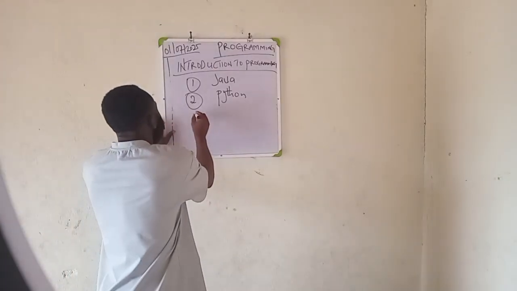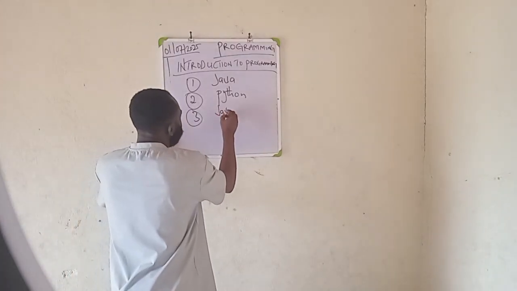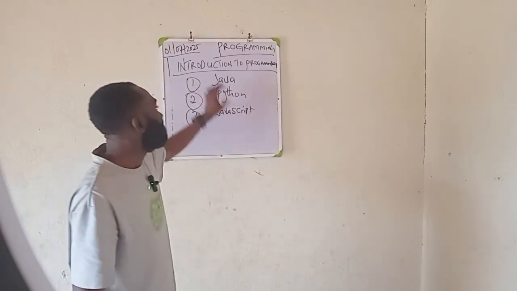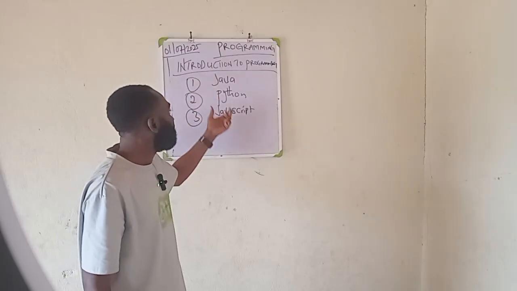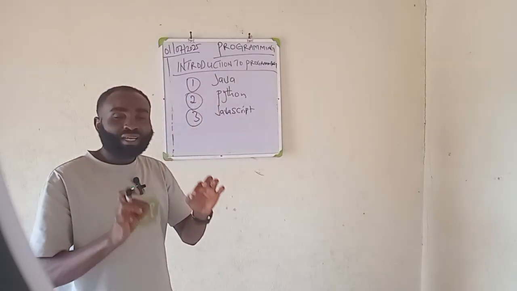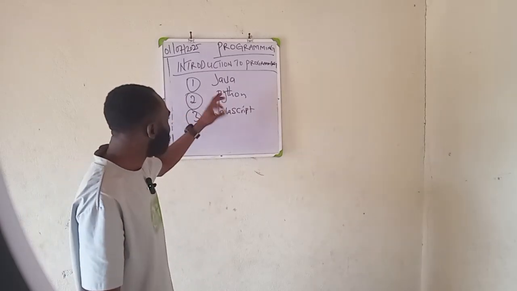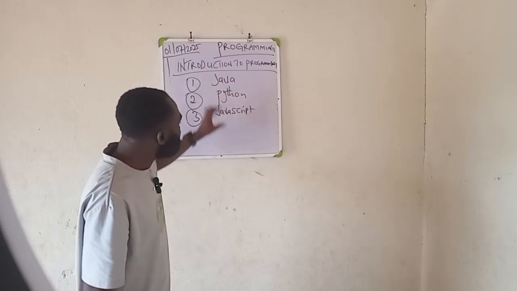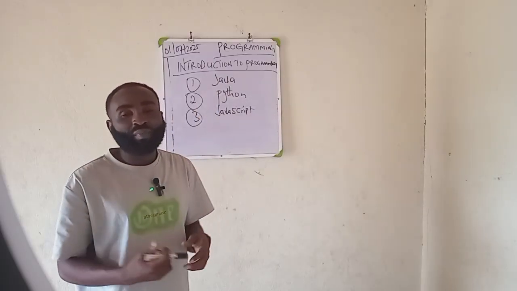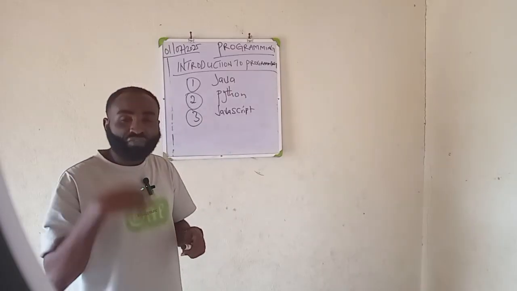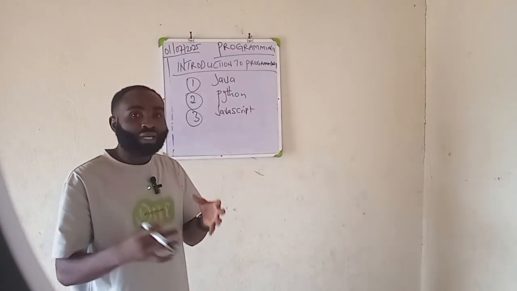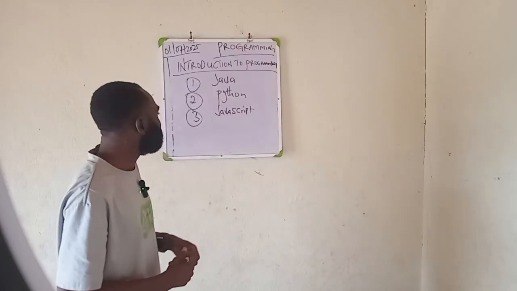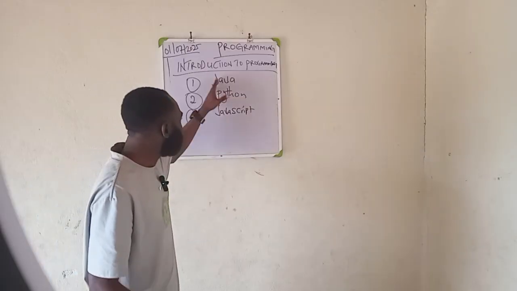And we have another one, which is JavaScript. JavaScript is not the same thing as Java. Java is a different programming language, different from JavaScript. JavaScript is usually used for web development. It is the language we use to give instructions to have a functional website or a functional application that we want to use. So JavaScript is different from Java.